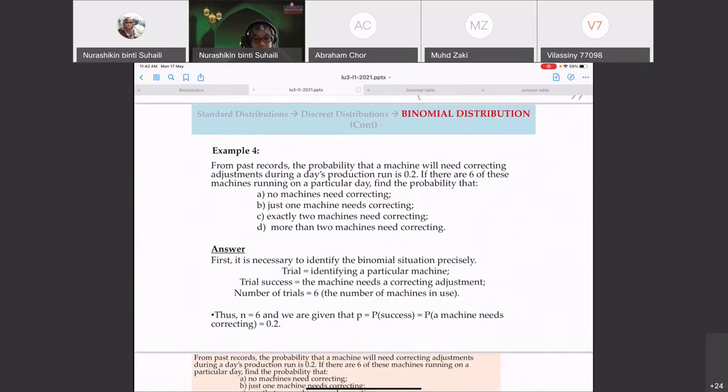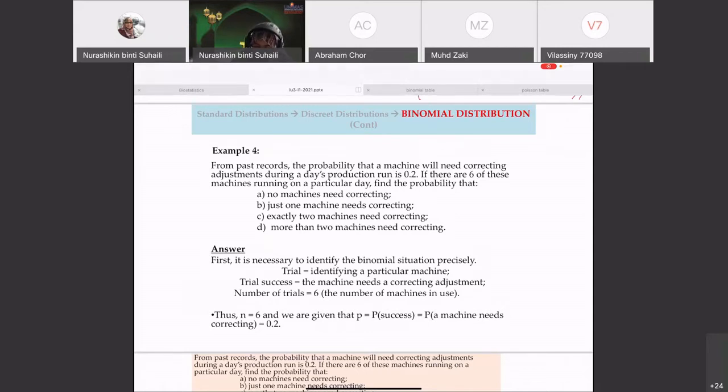From past records, the probability that a machine will need correcting adjustment during a day's production run is 0.2. If there are 6 of these machines running on a particular day, find the probability that no machine needs correcting, just one machine, exactly 2 machines, and more than 2 machines need correcting. There are a few questions over here, but let's have a look at the question first.